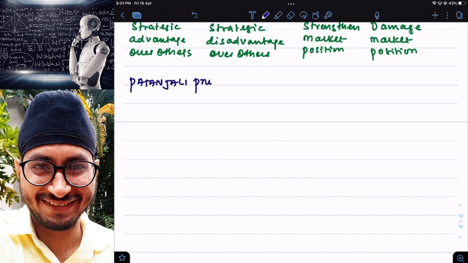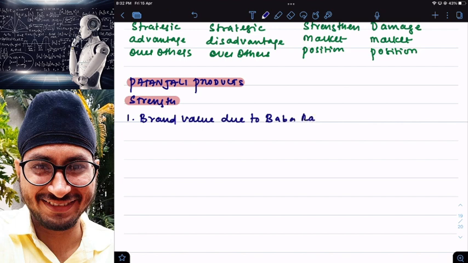Now let us see what are the strengths, weaknesses, opportunities and threats of Patanjali products. So strength. Under strength, can I say brand value? One example we can say is brand value, due to Baba Ramdev. Correct or not? Brand value is the strength of Patanjali, and this brand value is coming because of a person, Baba Ramdev ji.